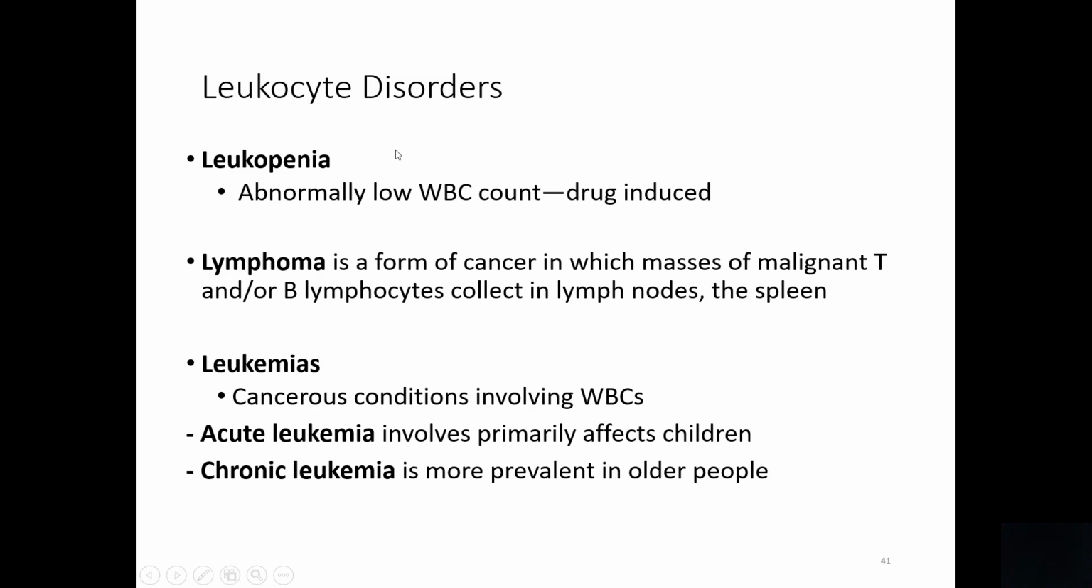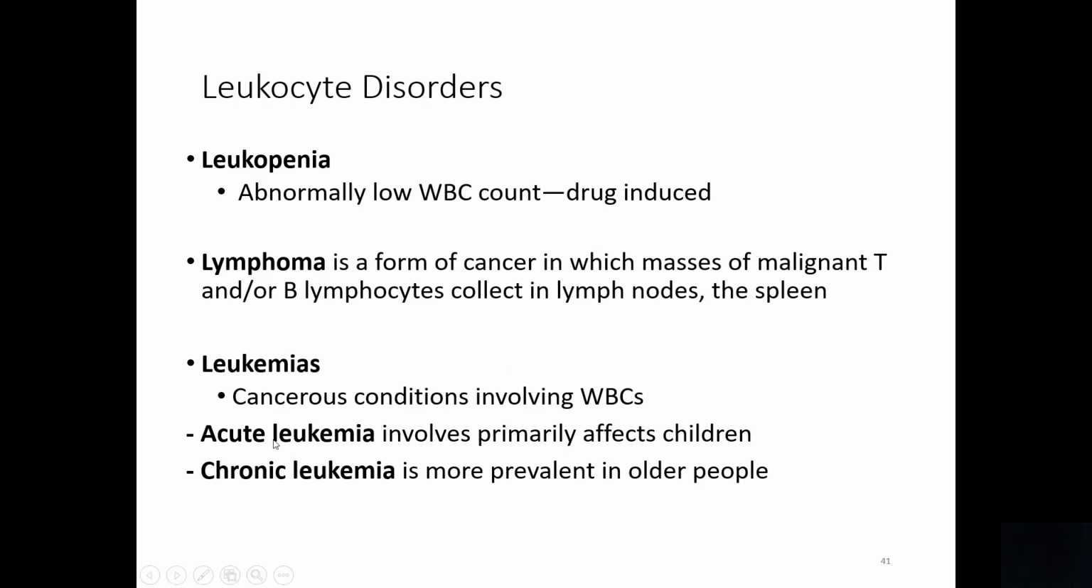Leukocyte disorders. Leukopenia is abnormally low white blood cell count, and usually it's caused by certain drugs. Lymphoma is a form of cancer when there are a lot of malignant T and B lymphocytes in lymphatic nodes and the spleen, they take lots of space, so that's lymphoma. And there is also cancer that is called leukemia. Actually, there are several types of them called leukemias. It's when our bone marrow produces too many white blood cells.